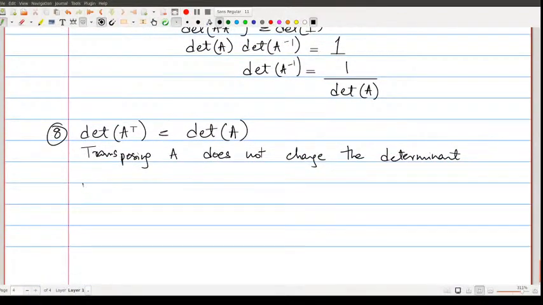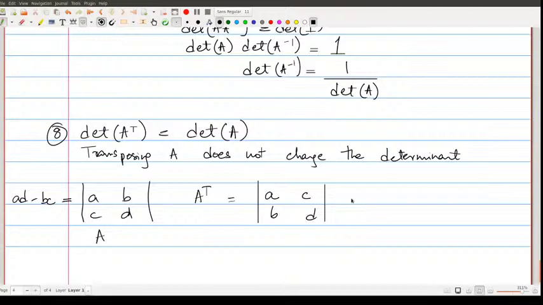Let's verify this in a 2 by 2 case. So A, B, C, D. If I then transpose it, the determinant of A is AD minus BC, and for the transpose you make the rows into the columns, so AC and BD, and the determinant is AD minus CB, which, because multiplication is commutative, is just AD minus BC. So it's the same, right?